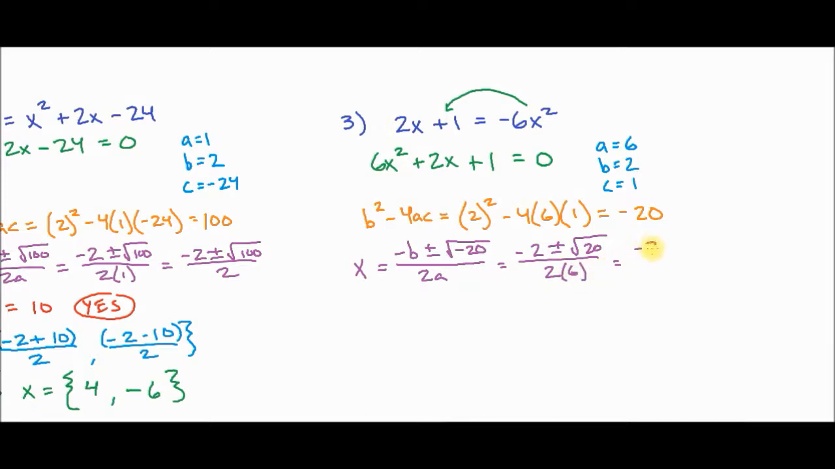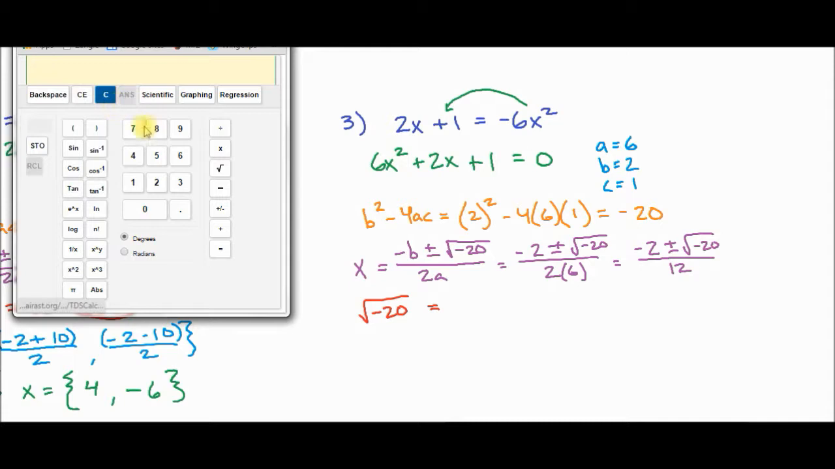And so our x values are going to be negative 2 plus or minus the square root of, oh, I forgot to put a negative 20 here. Let's fix that. Square root of negative 20, over 2 times 6, which is positive 12. All right, next step, can we simplify the square root? So our square root is the square root of negative 20, and if you plug that in your calculator, you're going to get an error.